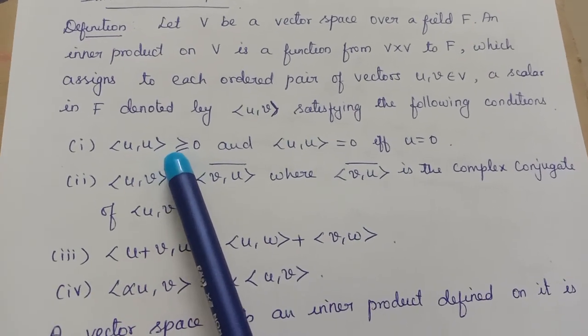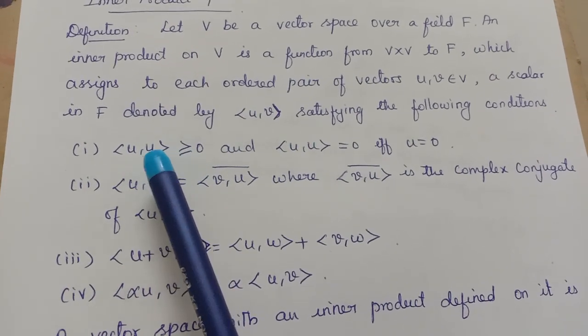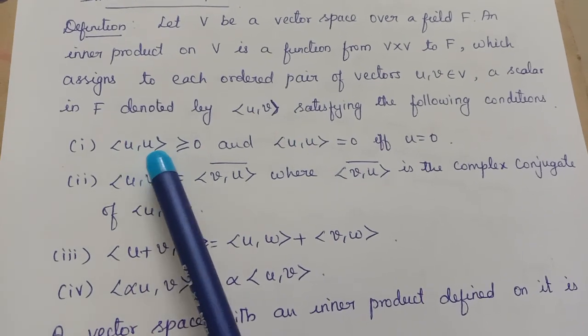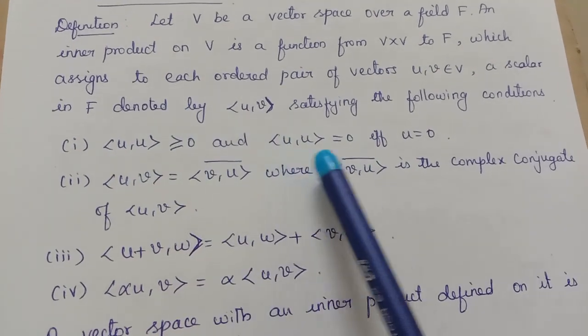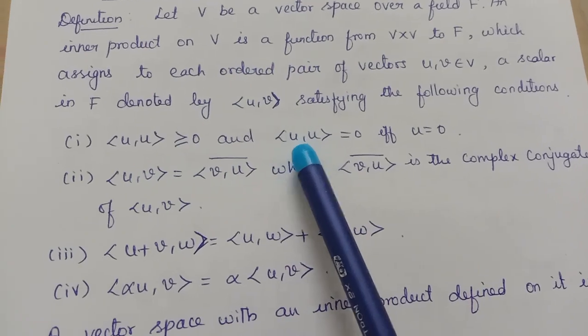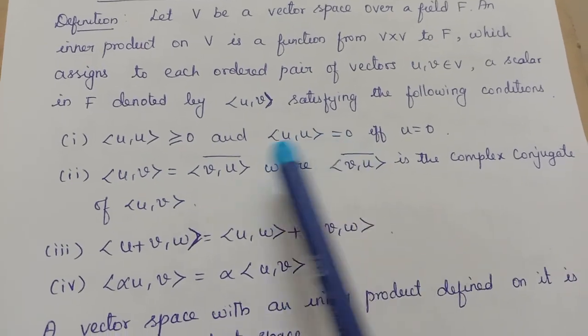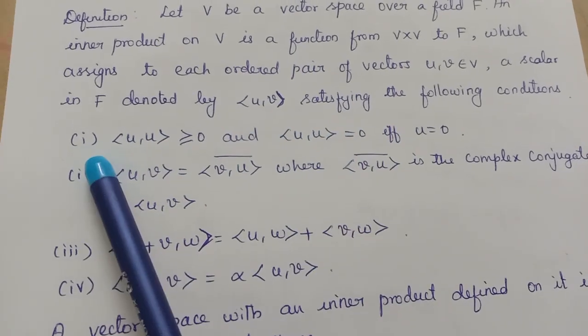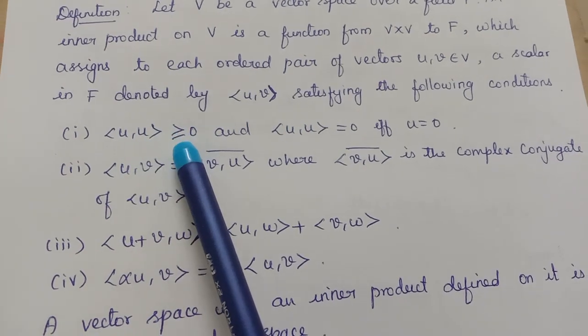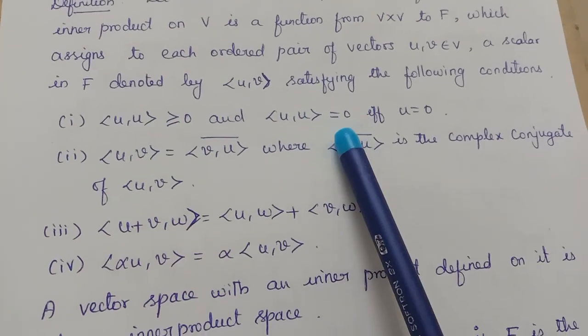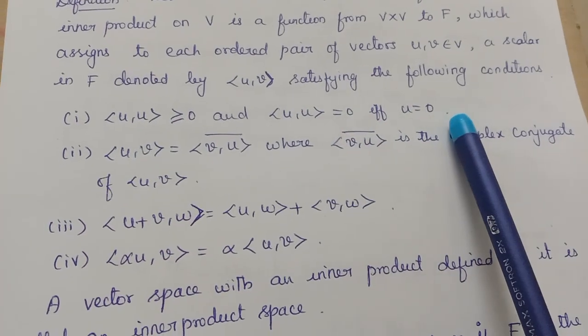Isn't it? This is true for our usual multiplication also. When you multiply a number with itself, it will always be positive. When will it become 0? Only when the element itself is equal to 0. So this is the first property. Inner product of u with itself is always greater than or equal to 0, and it will be 0 only when the vector itself is equal to 0.